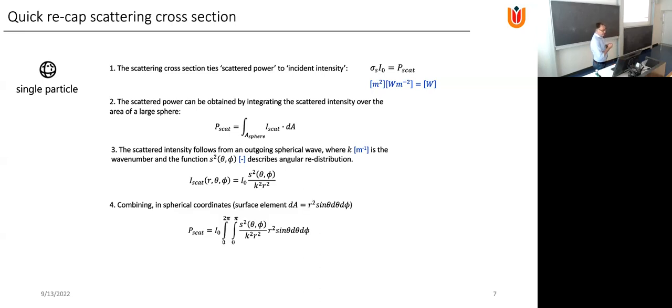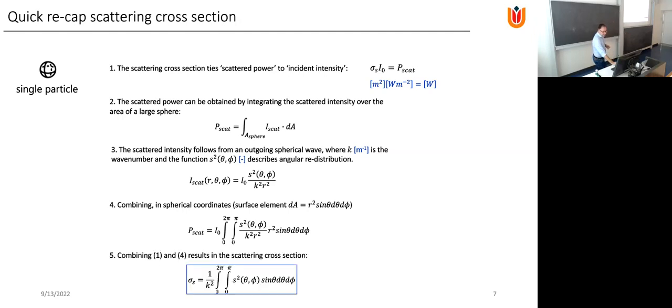If we combine these two equations, so plug the scattered intensity into the integral, you can use the formula for the surface element here, r squared sine theta d theta d phi in spherical coordinates. This is the integral that we would have to calculate in order to find the scattered power. As you can see, the r squared terms drop out, which basically means that it doesn't matter how big we choose the sphere, because the size of the sphere goes up.